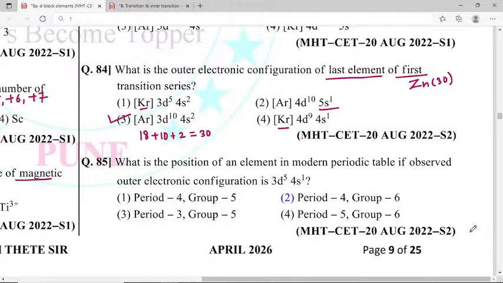What is the position of an element in the modern periodic table if the observed electronic configuration is 3d10 4s2? The 4 stands for the period number, so the period is 4. 5 plus 1 is equal to 6, so group number 6.